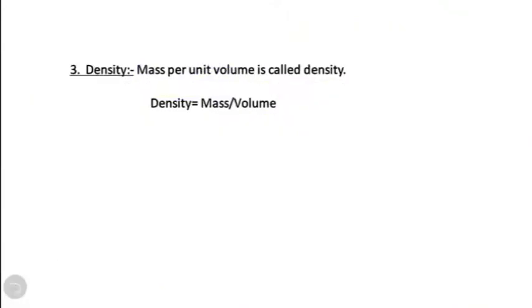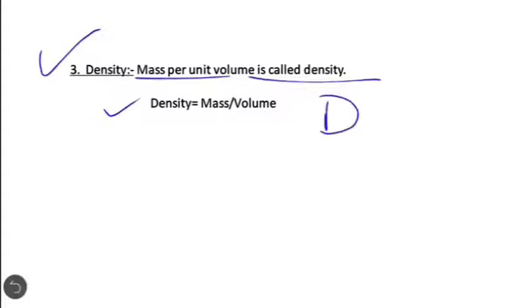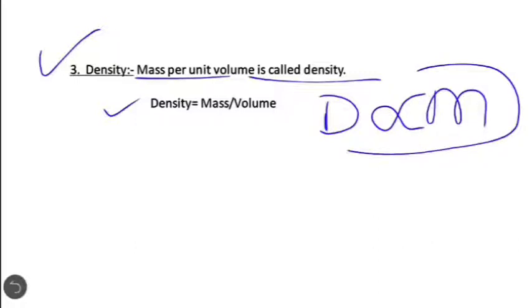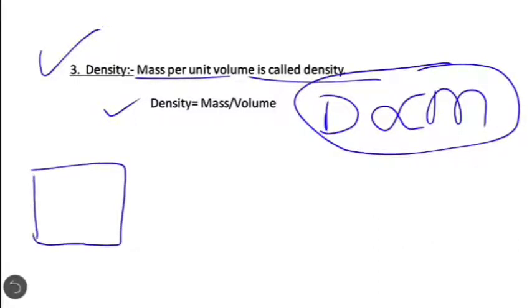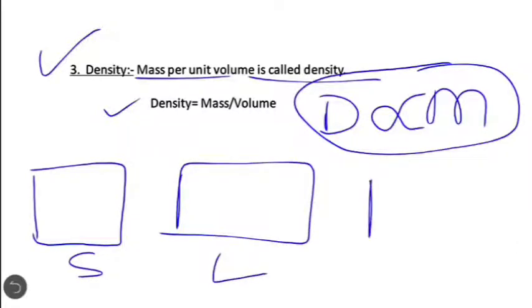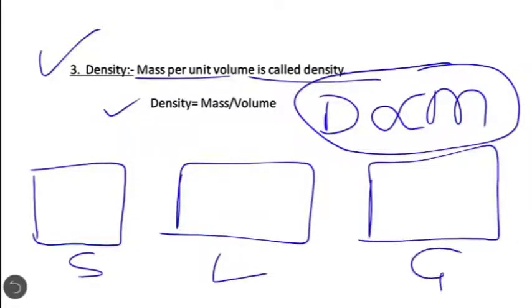Now the third term is density. Mass per unit volume is called density. It means density is directly proportional to the mass. Now what is the nature of density in a solid, in a liquid and in a gas? We have to study this.